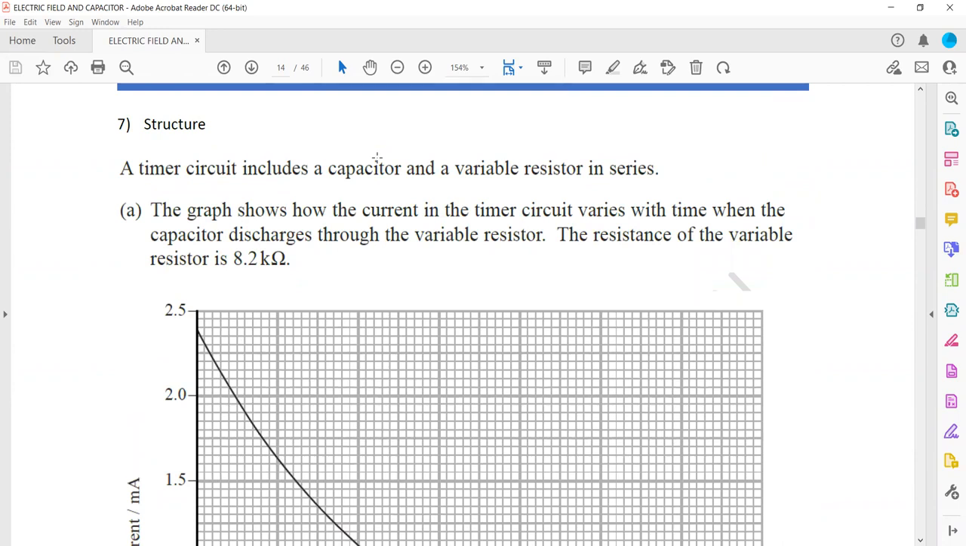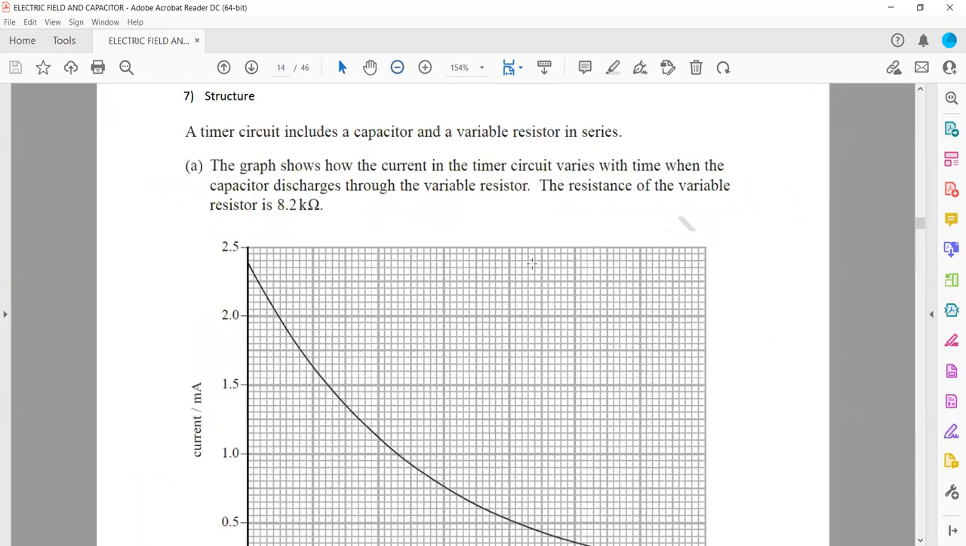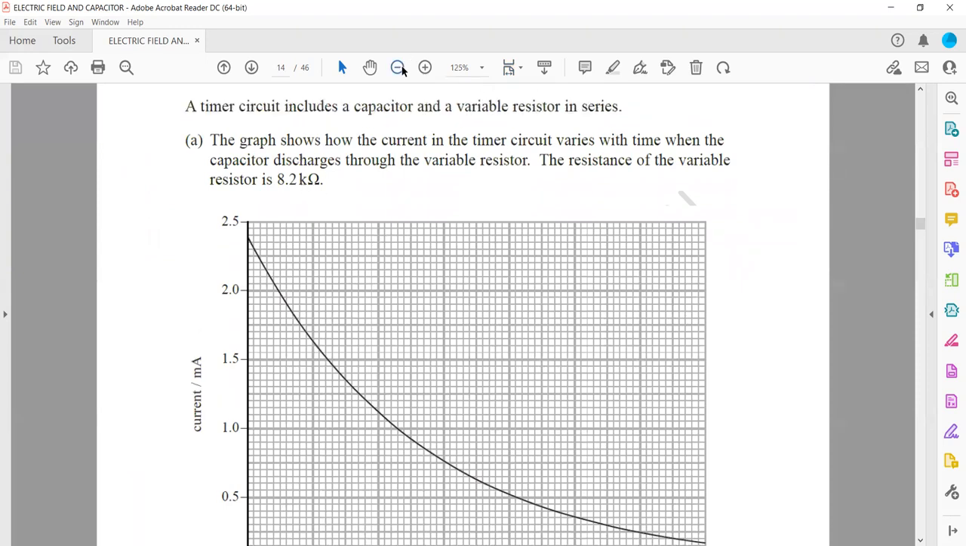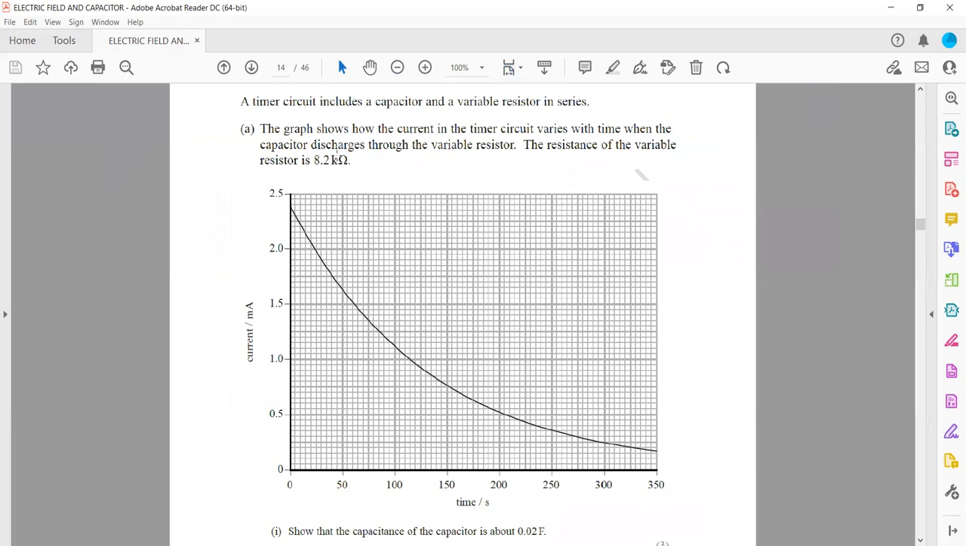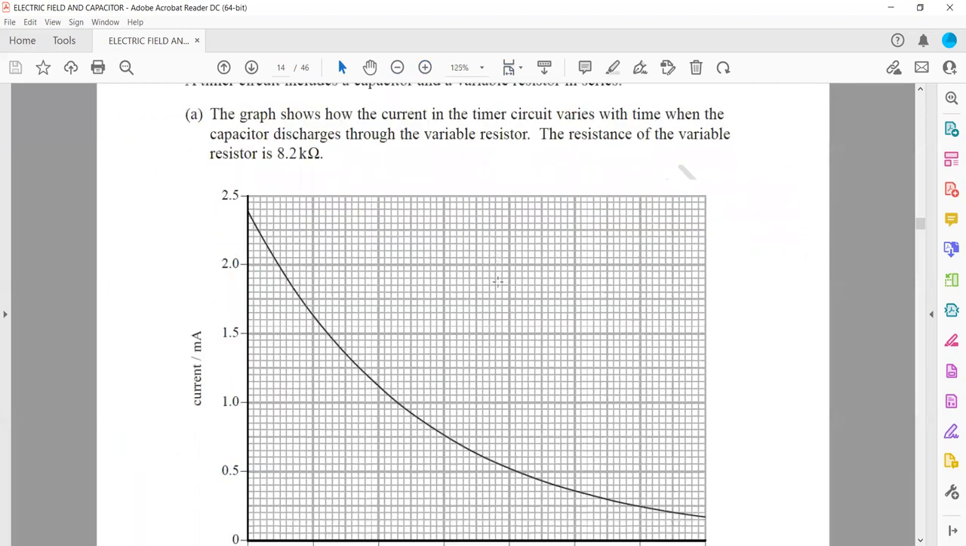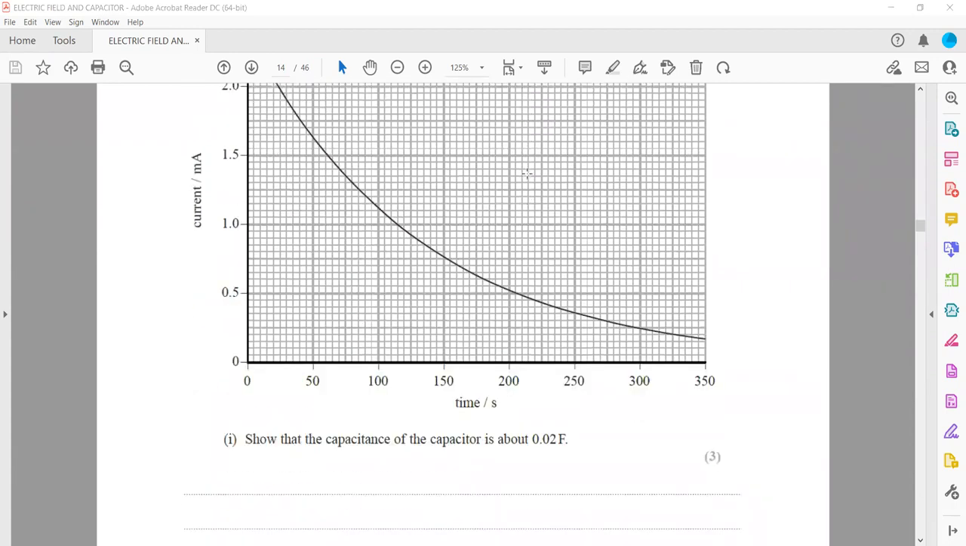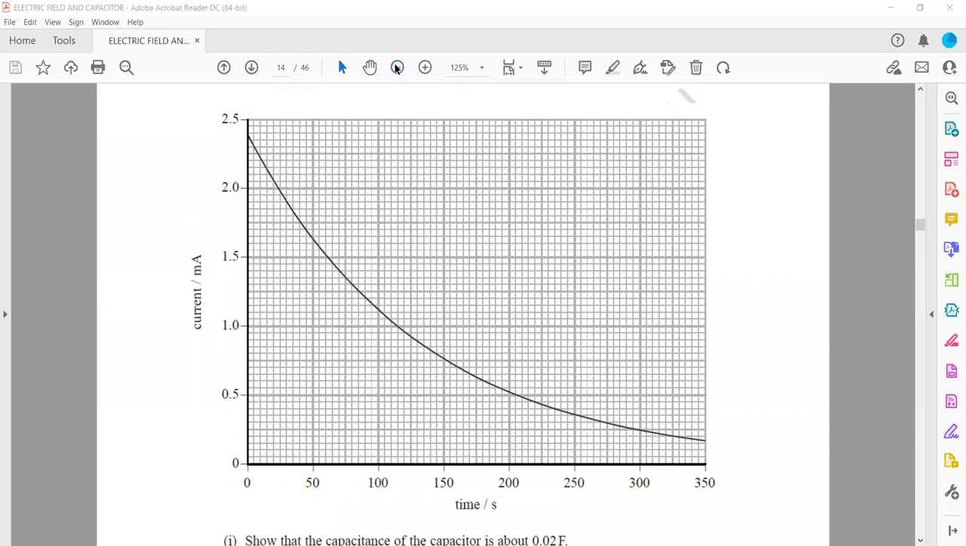Question 7. A timer circuit included a capacitor and a variable resistor in series. So there is a capacitor and a variable resistor, both connected in series. The graph shows how the current in the timer circuit varies with time when the capacitor discharges. So this is discharging. The current is shown through a variable resistor, which has a resistance of 8.2 kilo ohm, or we can also say 8200 ohms. Show that the capacitance of the capacitor is about 0.2 microfarad.